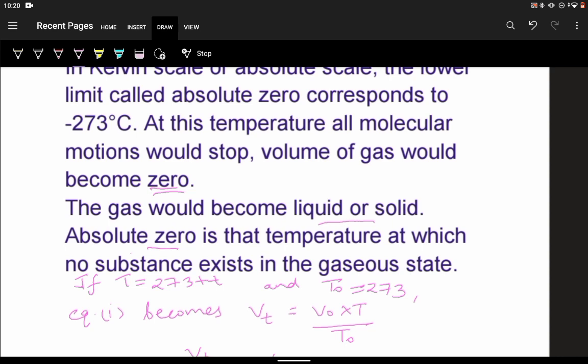Okay. Now if I represent capital T as 273 plus t, where small t is the increase in temperature, means the temperature of the given mass of gas is increased by this t degree C, and T naught is 273. Then 273 plus t is capital T. On substituting these values in the equation I earlier got, which I referred to as equation number 1, we get Vt equal to V naught into T by T naught.